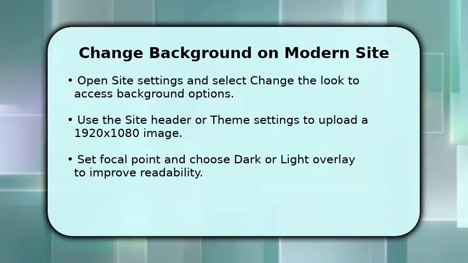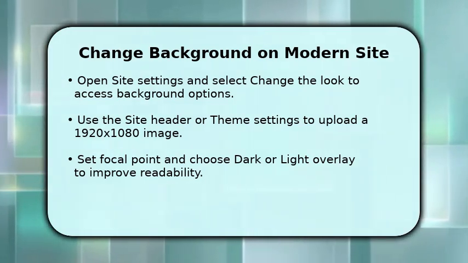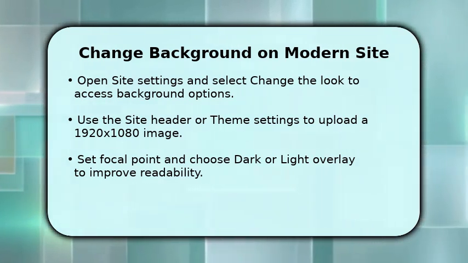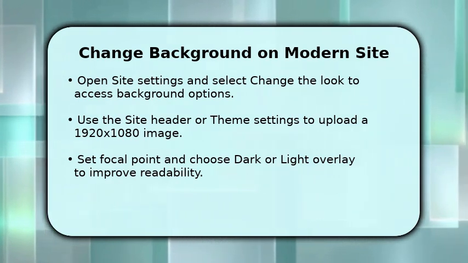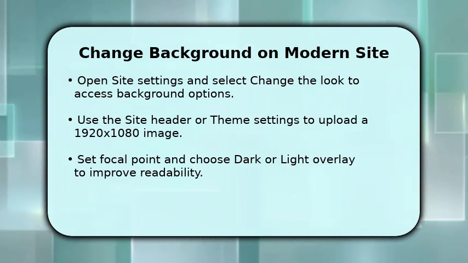Open your modern SharePoint site and click the gear icon to open site settings. Then choose Change the Look to access header and background options for the site. Under Site Header, select the Layout and click Change to upload your prepared 1920 x 1080 image file.